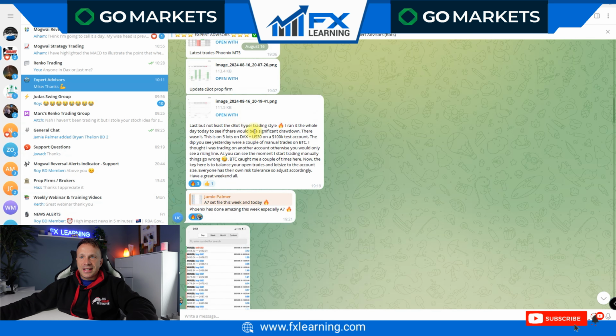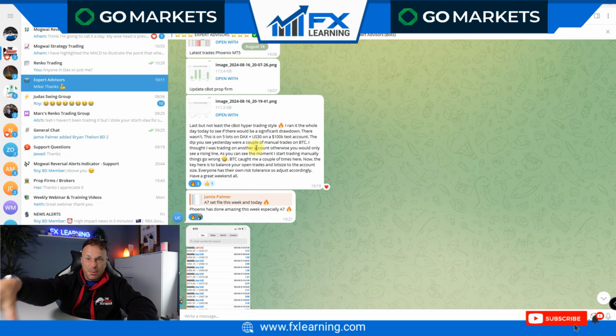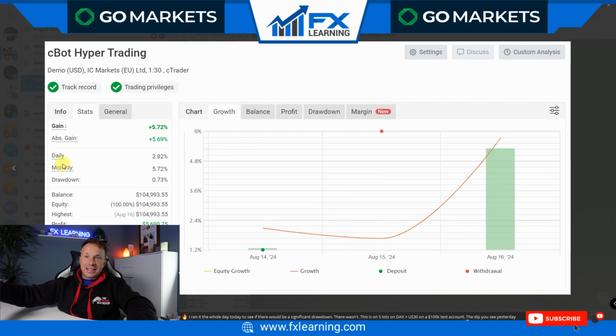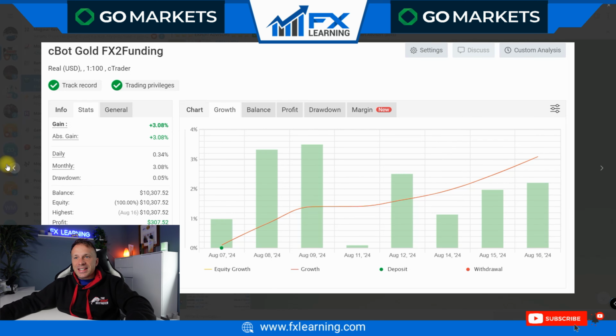Last but not least, my CBOT Hypergrowth. This is the CBOT on DAX. I ran it for the whole day. I mean, wow. Look at that. Not even 1% drawdown. Insane.